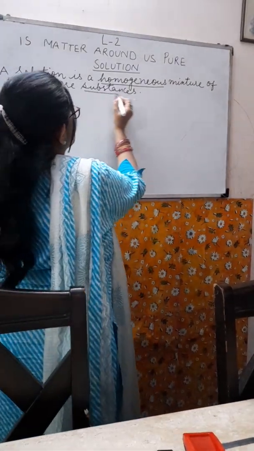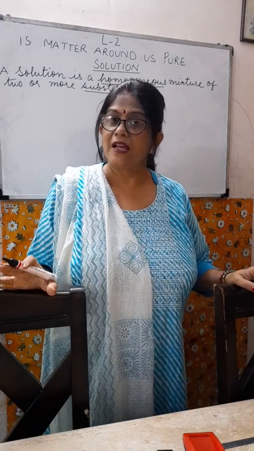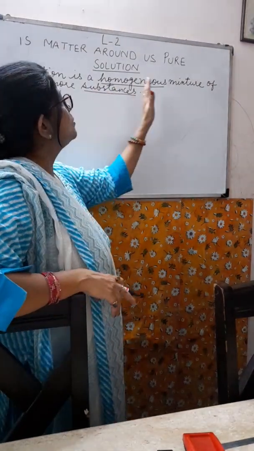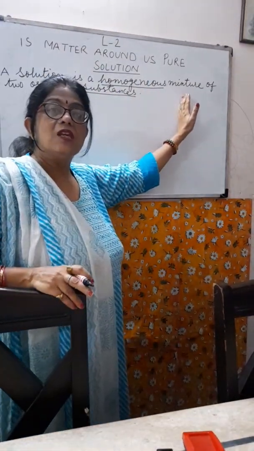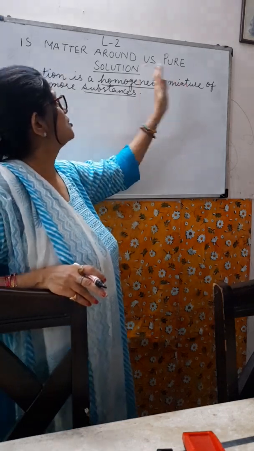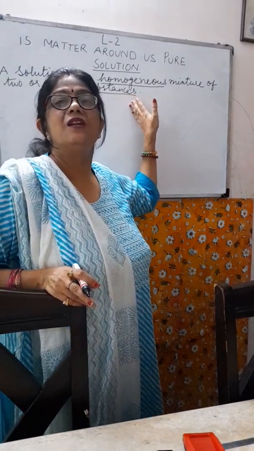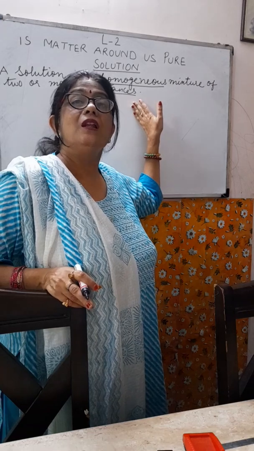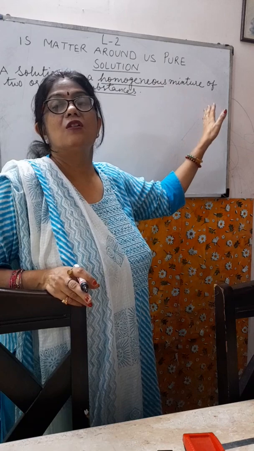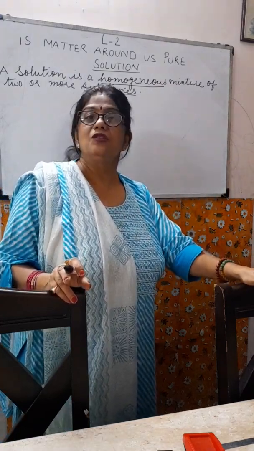And what is a pure substance? What is a substance? That also you are aware of now, right? So now what will we call a solution? A solution is a homogeneous mixture whose particles are evenly distributed, in which all the particles present in the solution are evenly distributed, and that makes it homogeneous. So a homogeneous mixture of different substances, two or more substances, is known as a solution.